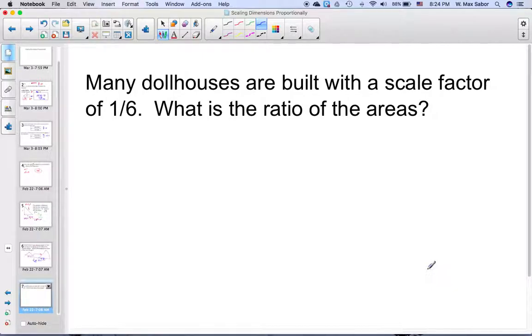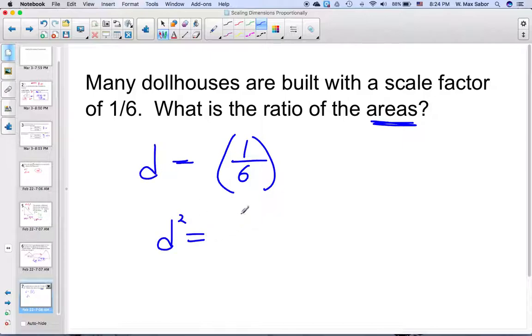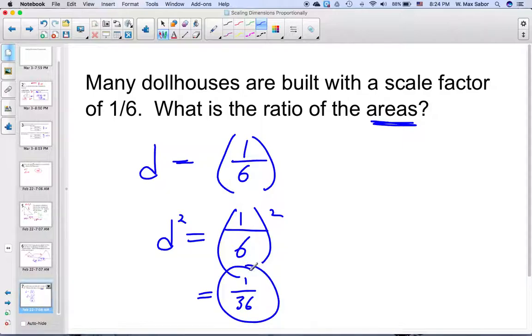Lastly, many dollhouses are built with a scale factor of 1/6. So every measurement is divided by 6. So what's the ratio of the areas? The ratio of the areas is to take that 1/6 is the scale factor, and then we want to square it to find the ratio of the areas, so that will be 1 squared is 1, 6 squared is 36. So the ratio of the areas is 1/36.